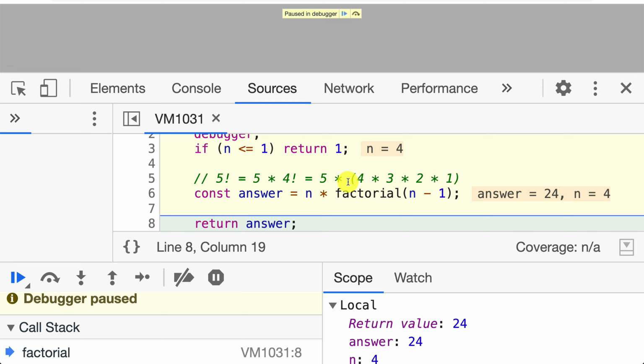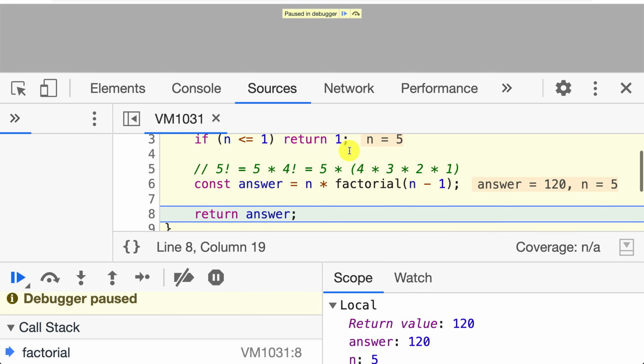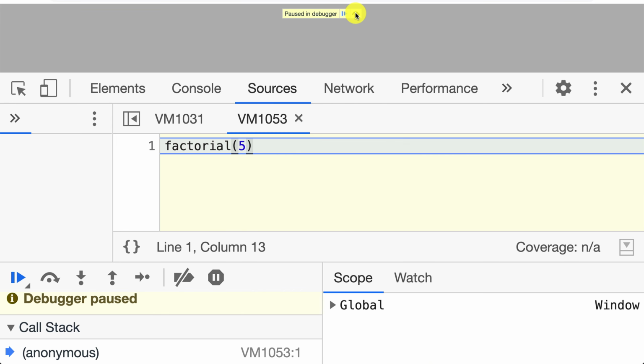n is 4, and we have 4 times the factorial of n minus 1, which is 6. When we multiply those together, it's 24. And we return 24 to our original function invocation, where we wanted to calculate the factorial of 5, where n is 5. So we have 5 times 24, which is 120. That's how you calculate the factorial of 5 recursively.